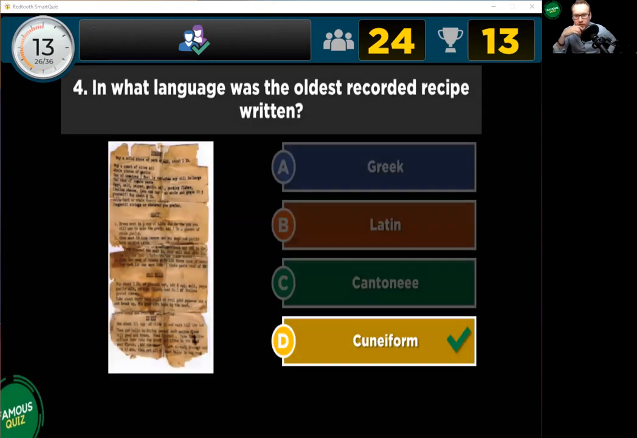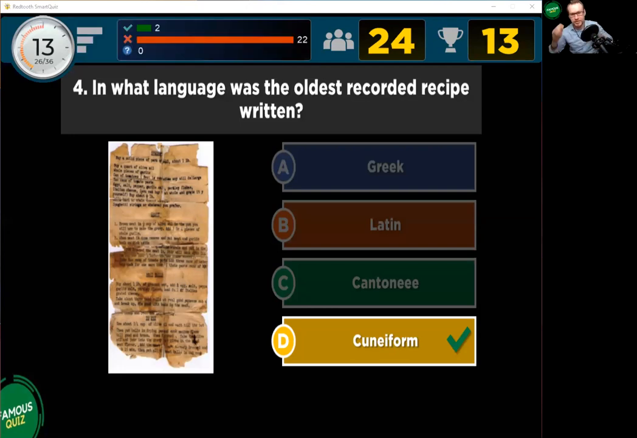Cuneiform, however you pronounce it, is basically the tablets made from clay almost 4,000 years ago, where people used sticks, a bit of wood, to scribble different marks, and that writing was called cuneiform. So yes, the first recipe was written in cuneiform. Something is scratching a bit. Let's see how many correct answers you have.